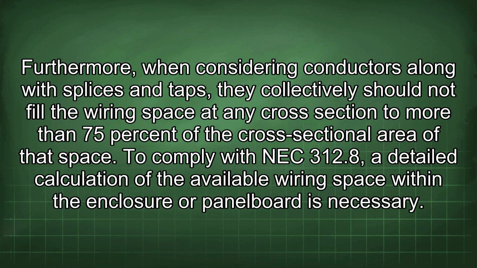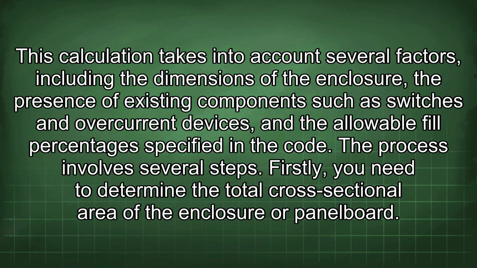To comply with NEC 312.8, a detailed calculation of the available wiring space within the enclosure or panelboard is necessary. This calculation takes into account several factors, including the dimensions of the enclosure, the presence of existing components such as switches and overcurrent devices, and the allowable fill percentages specified in the code. The process involves several steps.